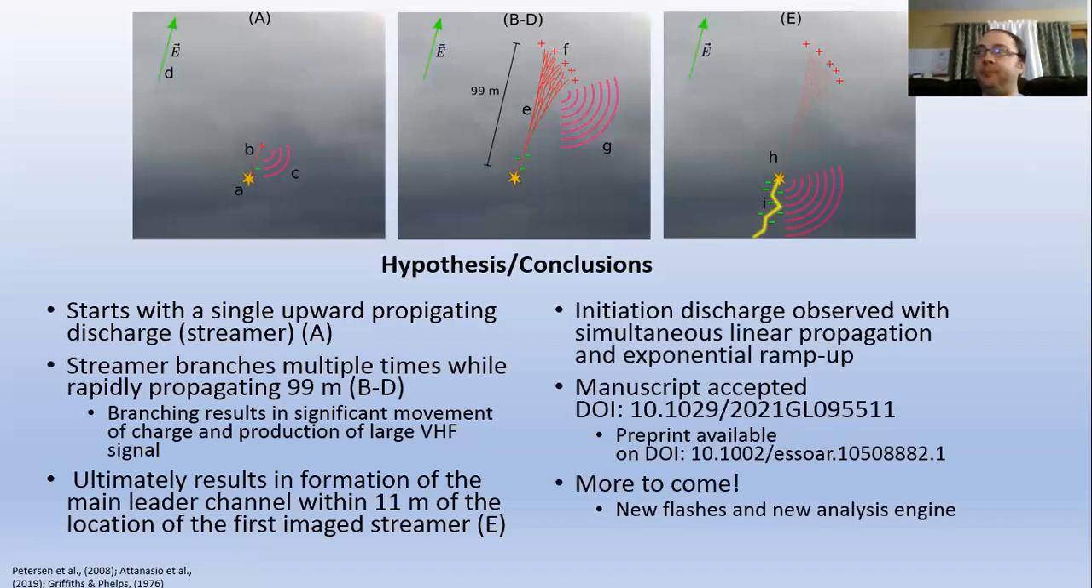So there's more to come. We're investigating additional flashes with a new analysis engine, including a more precise antenna model and a polarization model. And so we're picking up weaker sources with greater precision and simultaneously polarization outputs. And so we're seeing similar structures in more recent data sets.